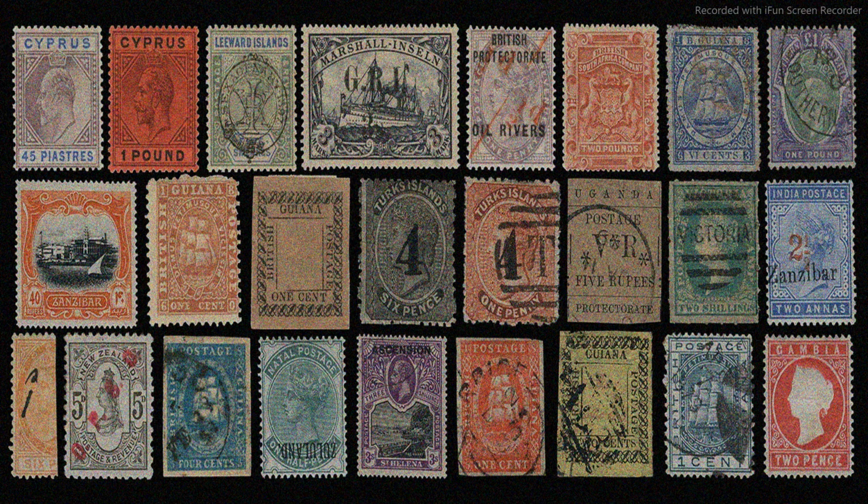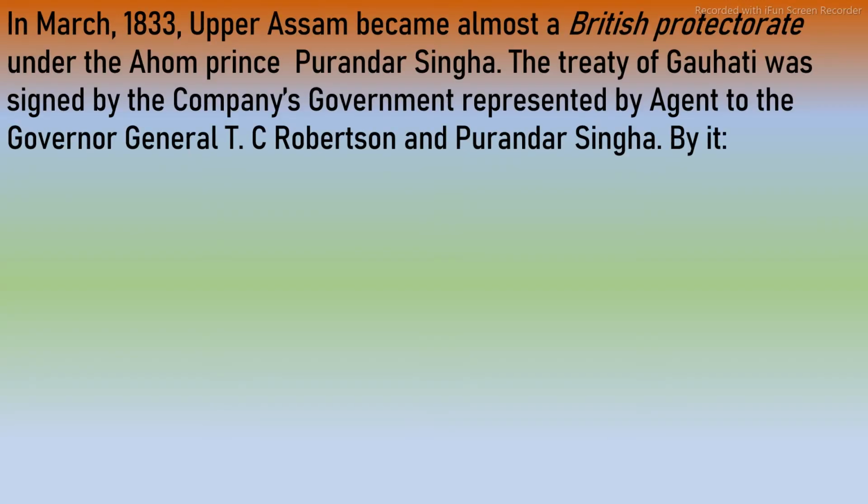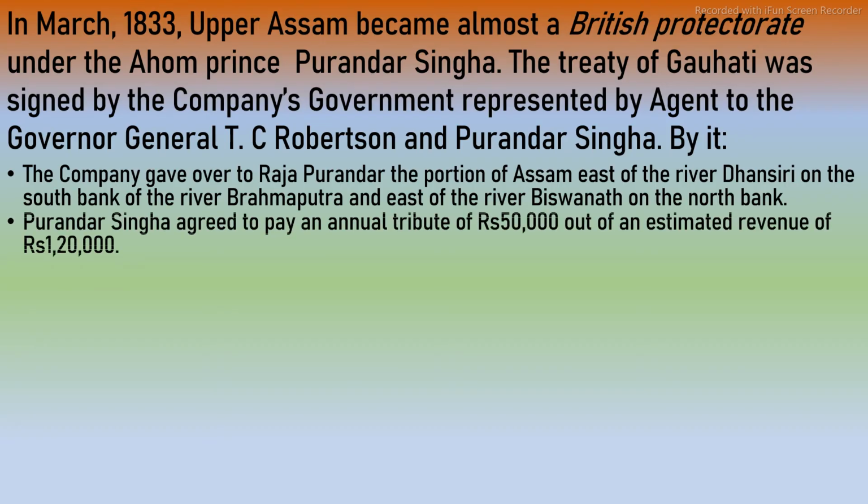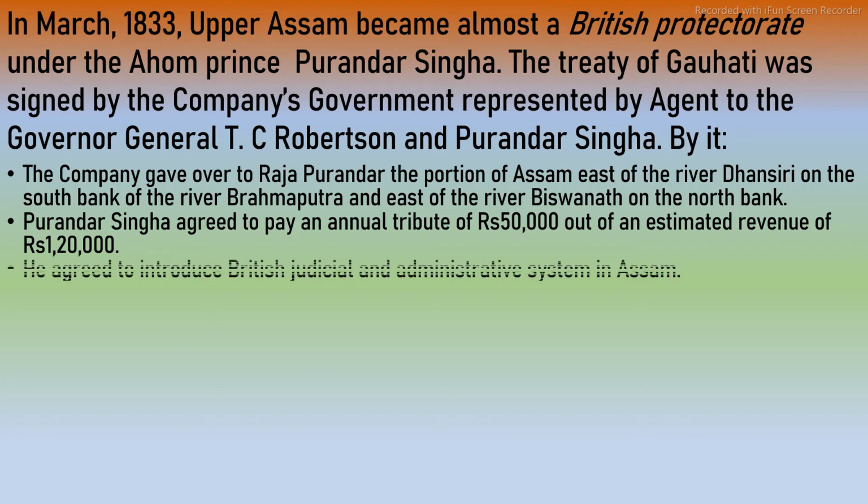The Treaty of Guwahati was signed by the company's government, represented by agent to the Governor-General T.C. Robertson, and Purandar Singha. By this treaty, the company gave over to Raja Purandar the portion of Assam east of the river Dhansiri on the south bank of the river Brahmaputra and east of the river Bishwanath on the north bank. Purandar Singha agreed to pay an annual tribute of rupees 50,000 out of an estimated revenue of 1,20,000.